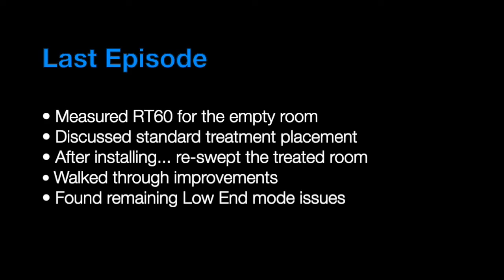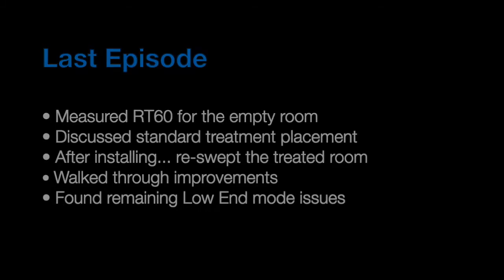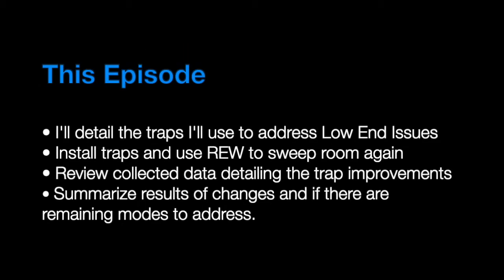In episode 3, I measured the room's RT60 with acoustic measurement tool REW, and detailed standard approaches to treating the room. After installing absorbers, I reswept the treated room and walked through the big improvements to RT60 after adding absorbers. But the addition of absorbers emphasized the remaining low-end mode issues that need my attention. So in this episode, I'll detail the traps I'll use to address the low-end issues. I'll install those traps, then resweep the room. Then I'll review the data plots, summarize the results, and detail the improvements made using these bass traps. If any issues remain, I'll set up an action plan to address them. So let's jump in.